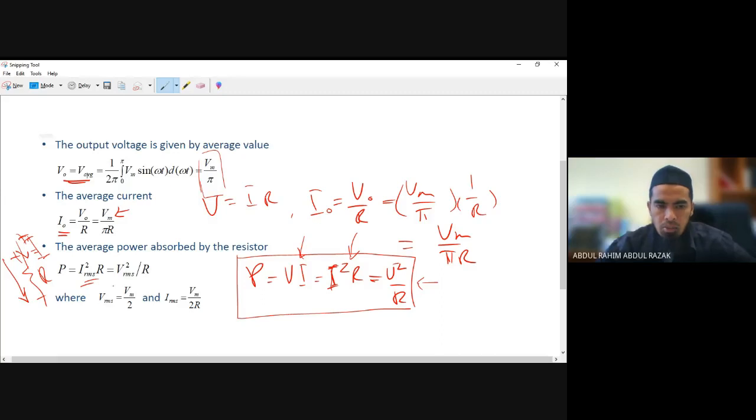But in terms of RMS, VRMS is equal to Vm divided by 2 for this half wave rectifier. So IRMS is equal to Vm over 2R. You include Ohm's equation again in the equation and you get the absorbed power of the resistor. For the absorbed power of the resistor, you have to bear in mind that the values are to be RMS.